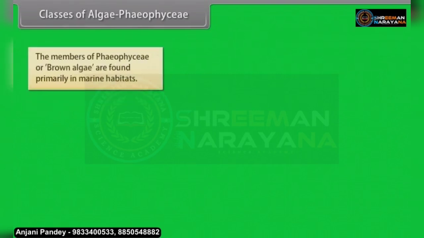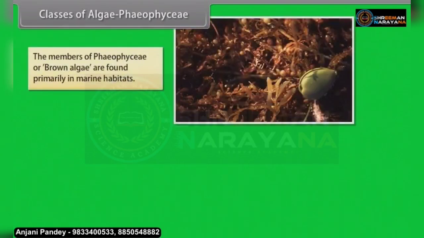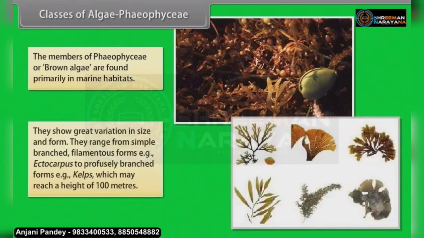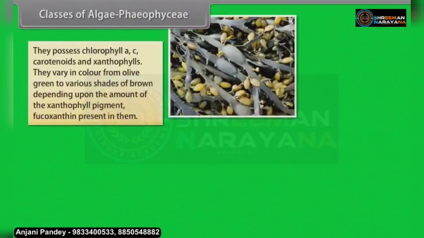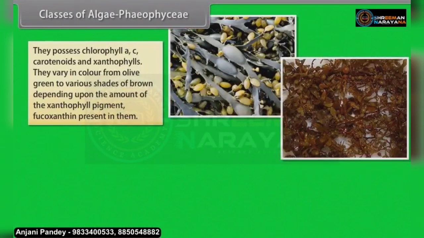Phaeophyceae. The members of Phaeophyceae, or brown algae, are found primarily in marine habitats. They show great variation in size and form. They range from simple branched, filamentous forms, for example Ectocarpus, to profusely branched forms, for example kelps, which may reach a height of 100 meters. They possess chlorophyll a, c, carotenoids, and xanthophylls. They vary in color from olive green to various shades of brown depending upon the amount of the xanthophyll pigment, fucoxanthin, present in them.